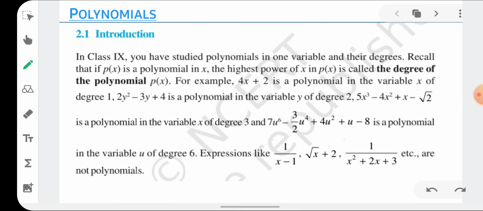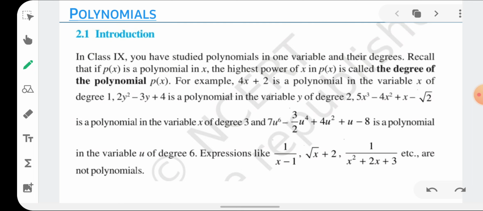Now, recall that P(x) is a polynomial. P stands for polynomial, x is the variable. It means polynomial of x variable. We can also say it is a polynomial in x. The highest power of x in P(x) is called the degree of the polynomial. For example, 4x plus 2 is a polynomial in the variable x of degree 1.